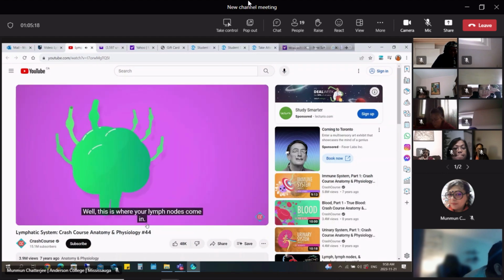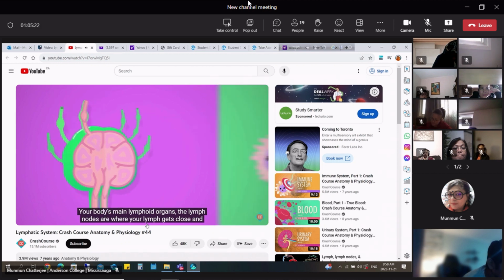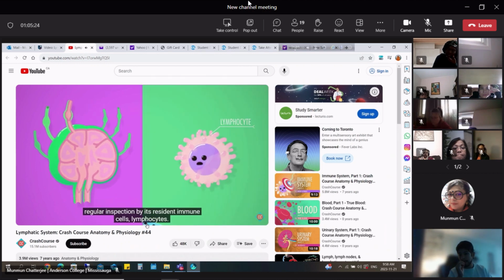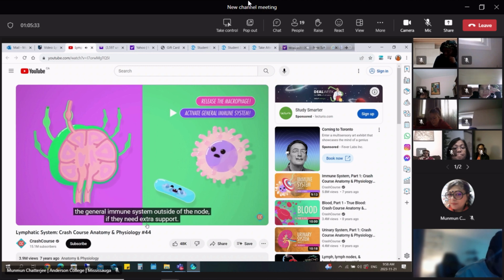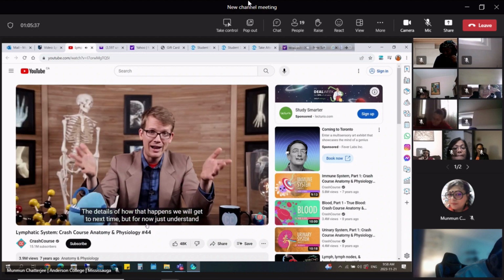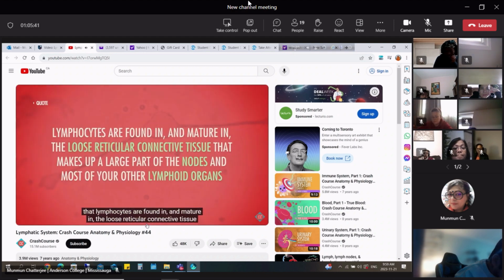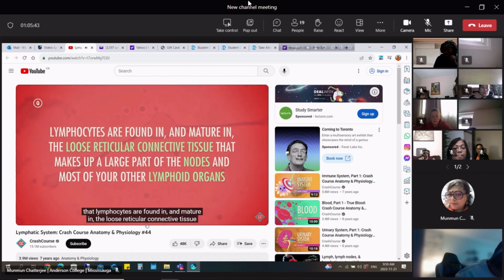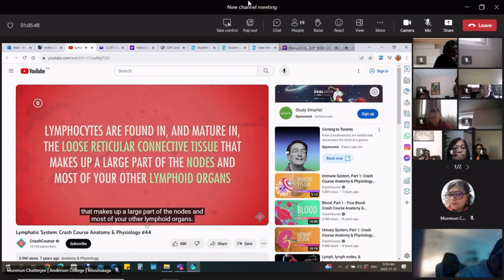Your body's main lymphoid organs, the lymph nodes, are where your lymph gets close and regular inspection by its resident immune cells, lymphocytes. Depending on what kind of troublemaker they find in the fluid, the lymphocytes might trigger the release of resident macrophages to attack unwanted microorganisms, or they might activate the general immune system outside of the node if they need extra support. The details of how that happens we will get to next time, but for now, just understand that lymphocytes are found in and mature in the loose reticular connective tissue that makes up a large part of the nodes and most of your other lymphoid organs.